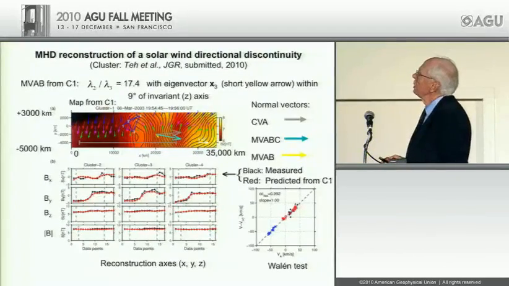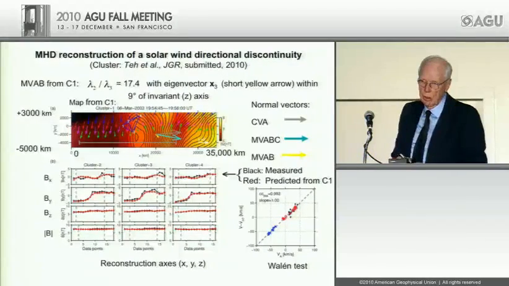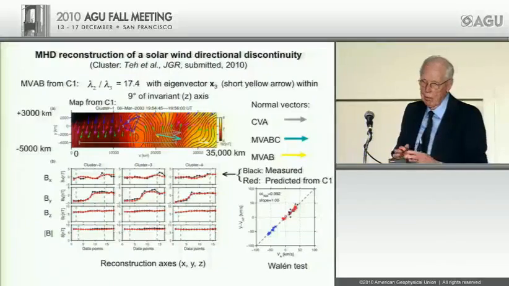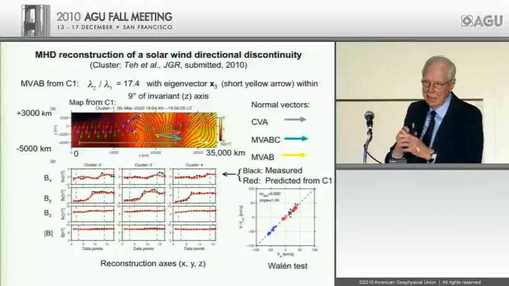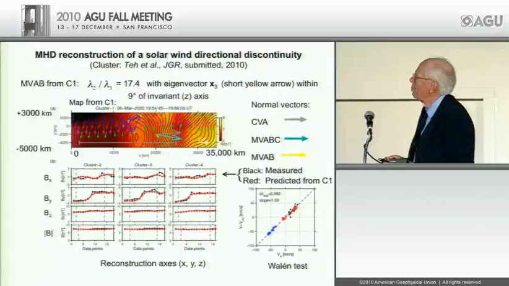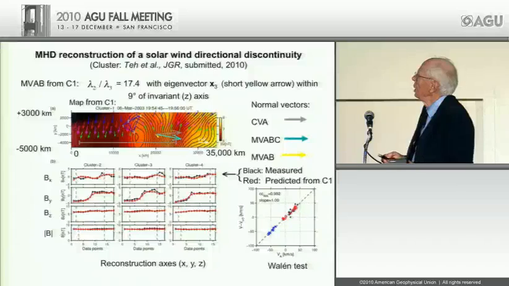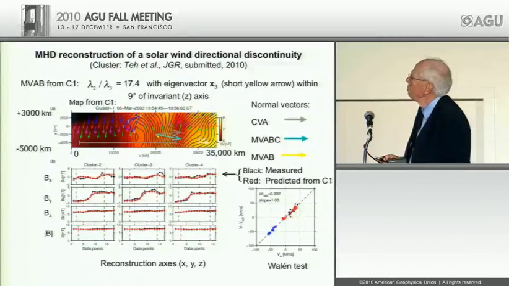This is an MHD reconstruction of a solar wind discontinuity. This is difficult to do because they blow by pretty fast and you don't get much plasma data. But here is one, and you can see the map to the top over here, and you can see the discontinuity is more or less oriented this way, but it's got a big island in it.